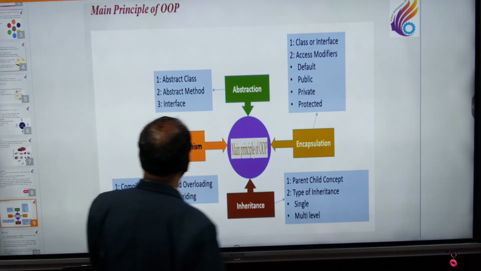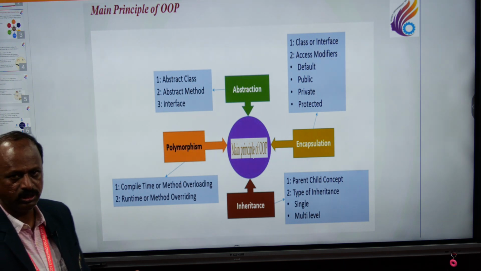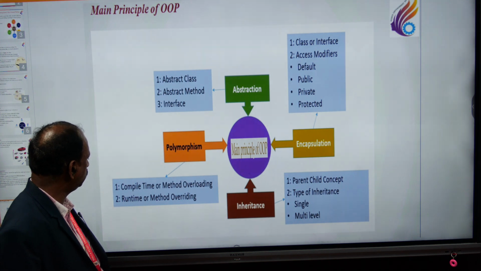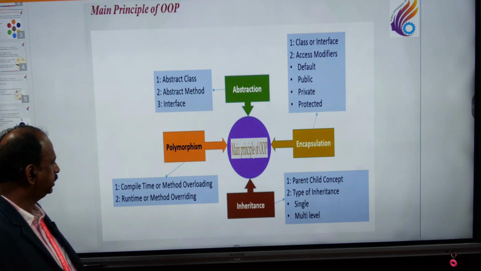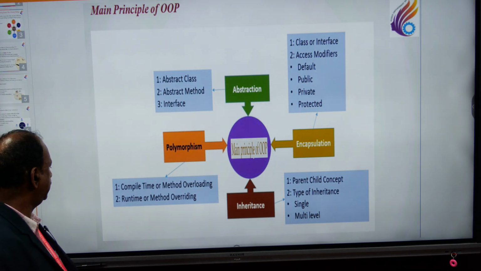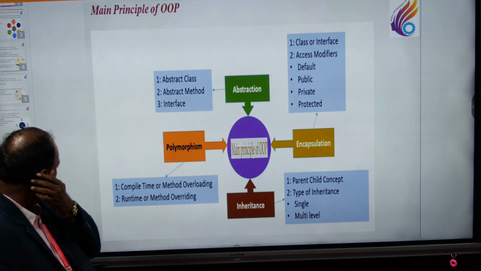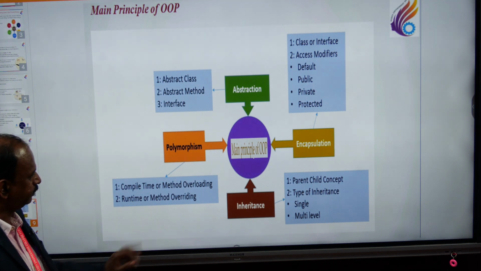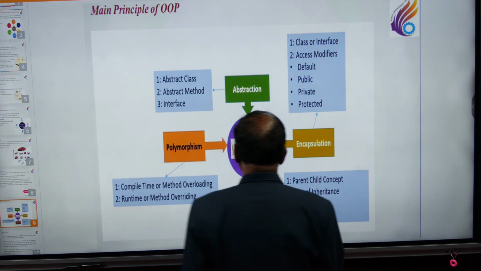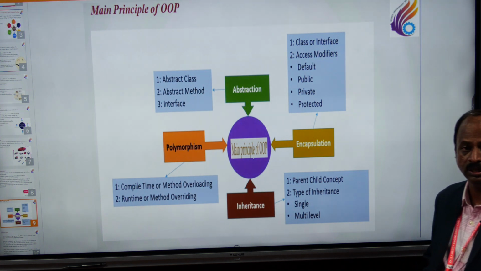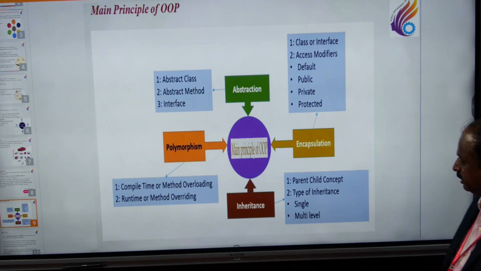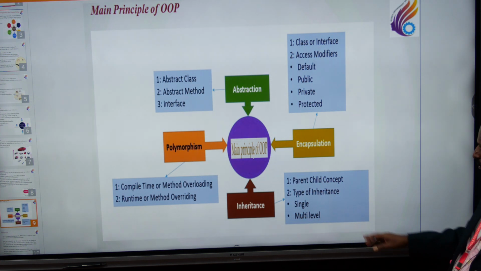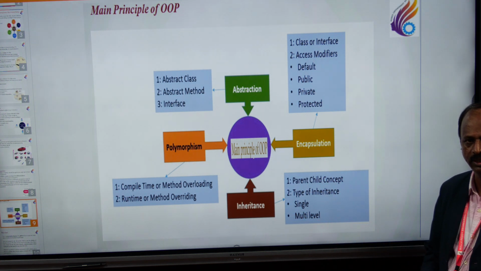Next, polymorphism means the same task will be executed or implemented in different ways. How can we achieve polymorphism in Java? Just by using method overloading and method overriding. Method overloading we can perform during compile time, and method overriding we can perform during run time. And inheritance means we are acquiring or reusing the properties, that means the data members defined in the parent class. How can we achieve this? Just by defining different types of inheritance, that is single and multi-level inheritance.